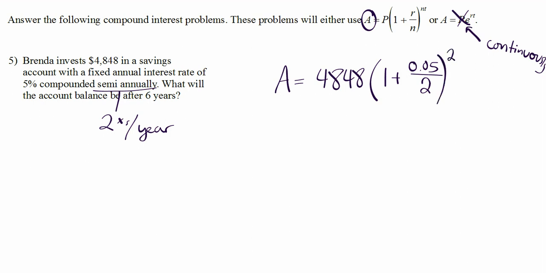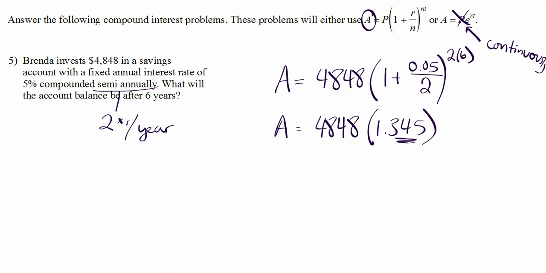And then we need to say, well, then how many times are we compounding? 2 times per year for 6 years. That's our T. So there's 12 times we compound this interest. We don't get 5% every time, we get a portion of that divided by 2. Alright, so you plug all this into your calculator. And I'm going to show you this: 4,848 times 1.345. So this right here is your actual percentage gain over the course of the 6 years.